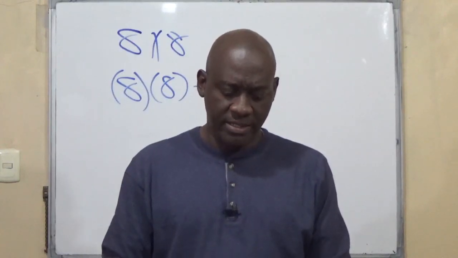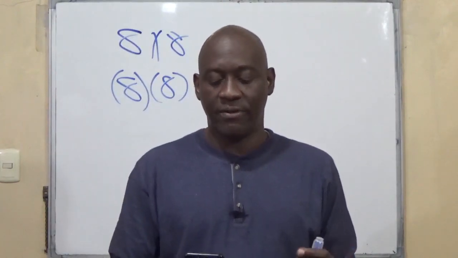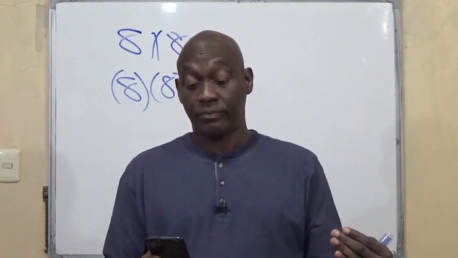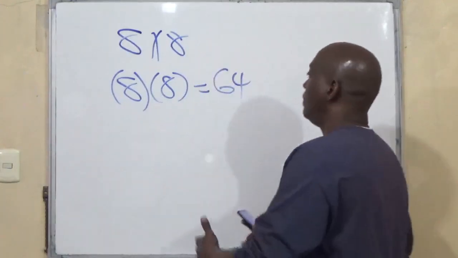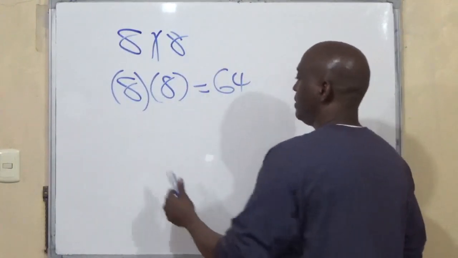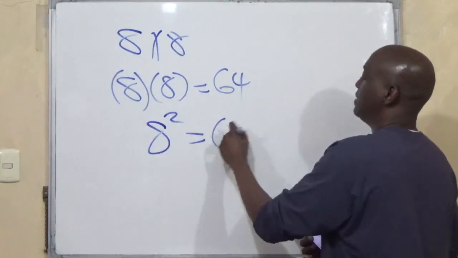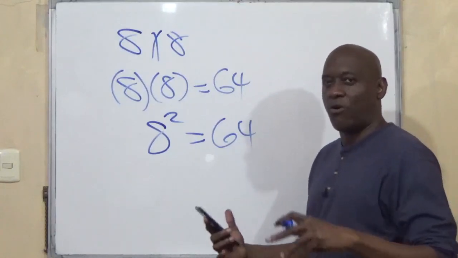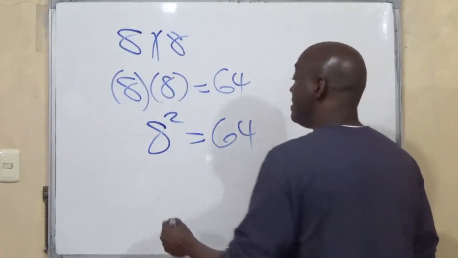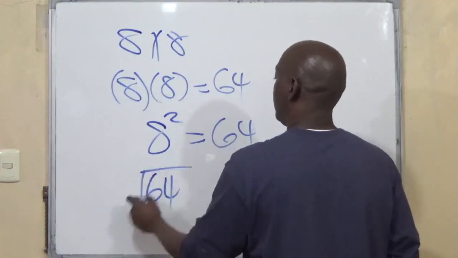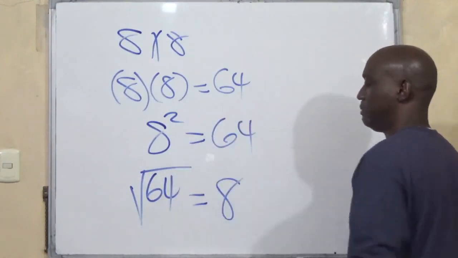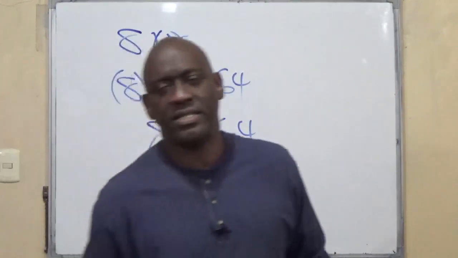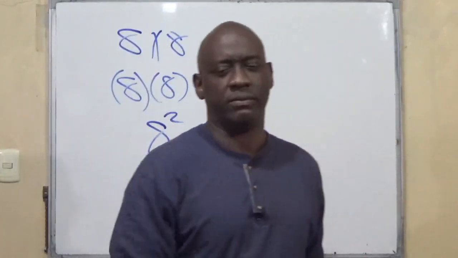The corollary means a proposition that follows from and is often appended to one already proved. So in other words, if we know that 8 by 8 is 64, in other words, 8 squared is equal to 64, then it follows from that, or we could say that the corollary of that is that the square root of 64 is equal to 8. We know that too. Squares and square roots. 8 squared is 64 means that the square root of 64 is 8.